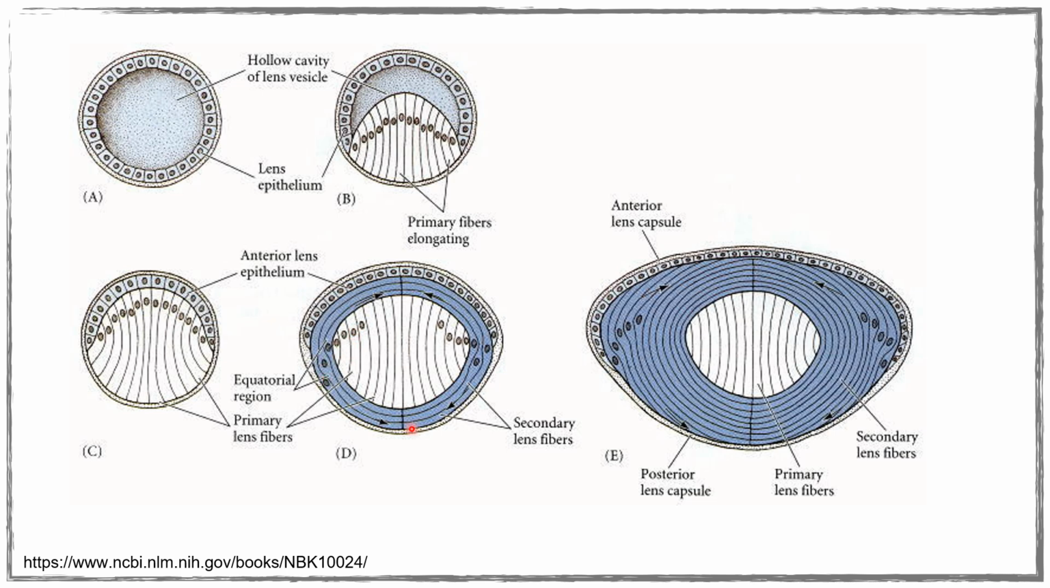So crystallin-synthesizing fibers continue to grow and fill the space between the two layers of the lens vesicle. Anterior cells of the lens vesicle constitute a germinal epithelium layer from which the lens fibers grow. So we have an anterior zone of dividing epithelium, an equatorial zone of cellular elongation, and a posterior and central zone of crystallin-containing fiber cells.